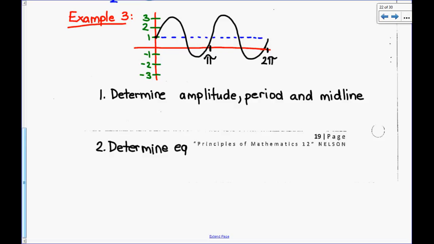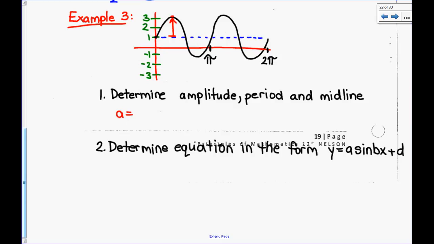Okay, so determine the equation in the form y equals a sine bx plus d. Okay, so let's see if we can do this. Determine the amplitude. Well, first of all, amplitude. Sometimes you can just read it right off the graph. In this case, probably you can. We can see right here that the amplitude is the distance from midline to maximum point. Well, the distance from that, if that's 1 and this point is 3, the amplitude would be 2.